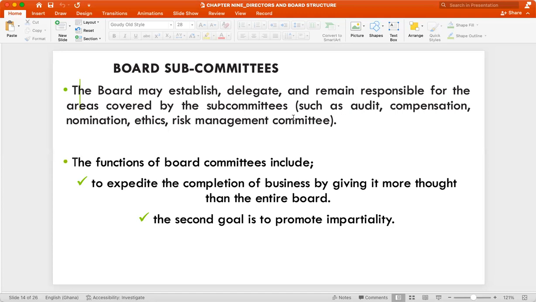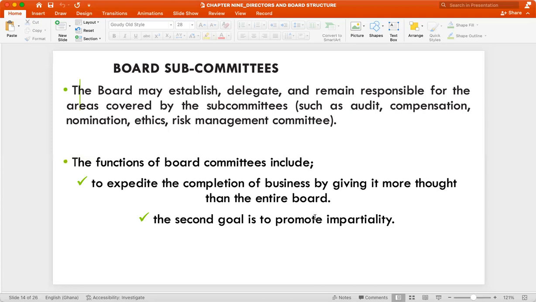Because they'll be forming committees in these areas, they'll need people with expertise in these areas. Okay. So the functions of board committees include to expedite the completion of business by giving it more thought than the entire board. So instead of bringing a matter to the entire board where there will be so much jaw and there won't be in-depth analysis of the issue, they will rather hand it over to a committee so that they can give the matter more thought and analysis in order to come up with the best decision.